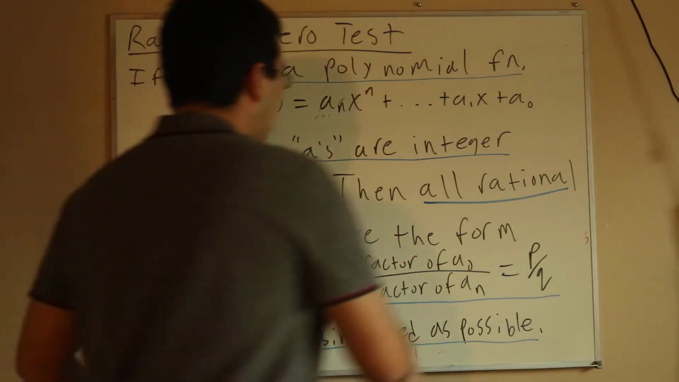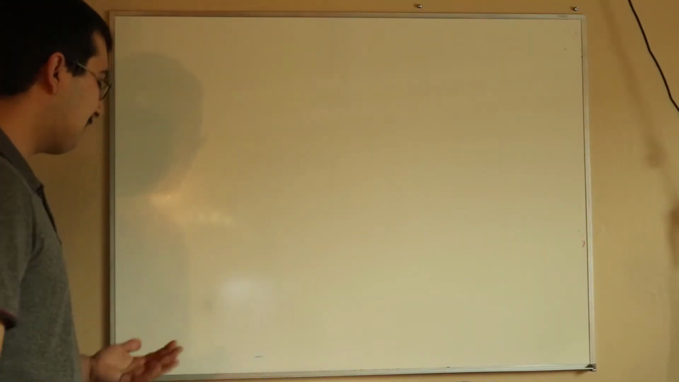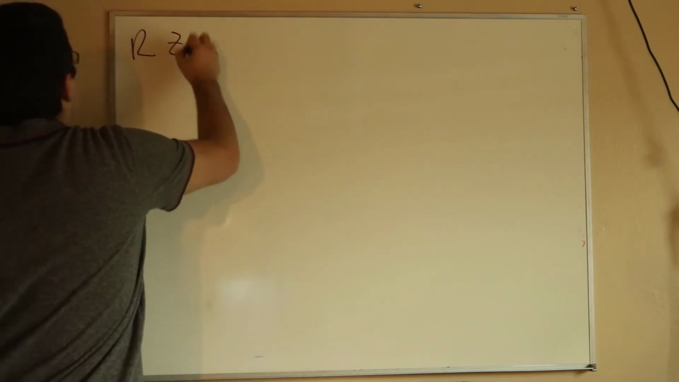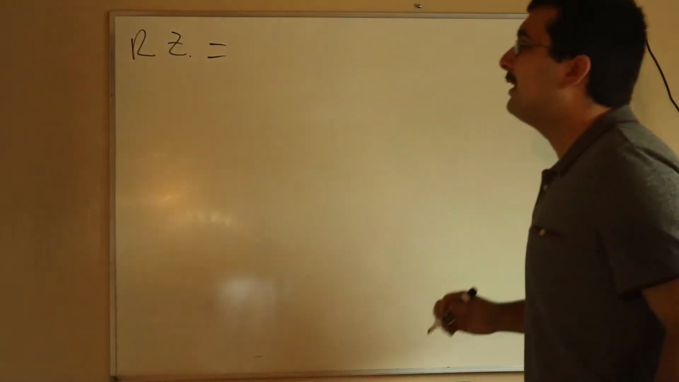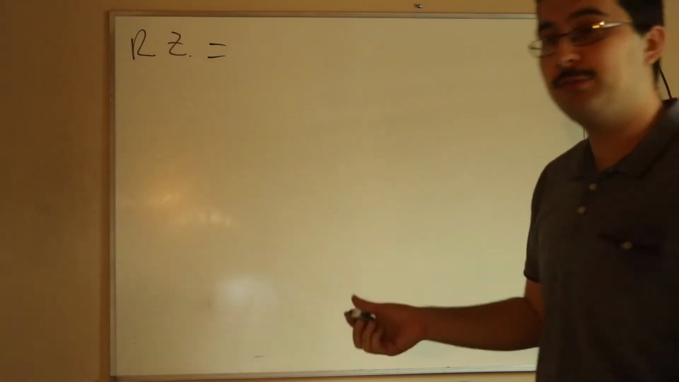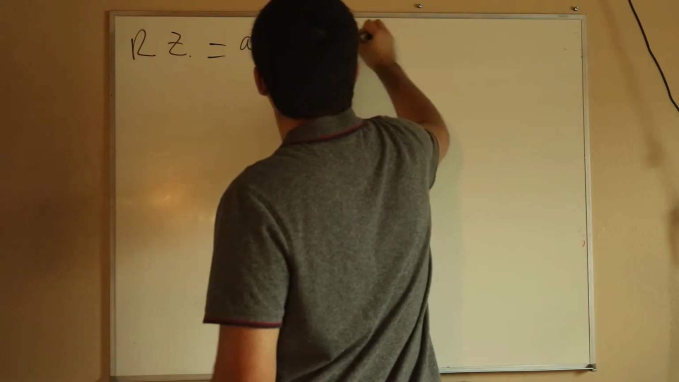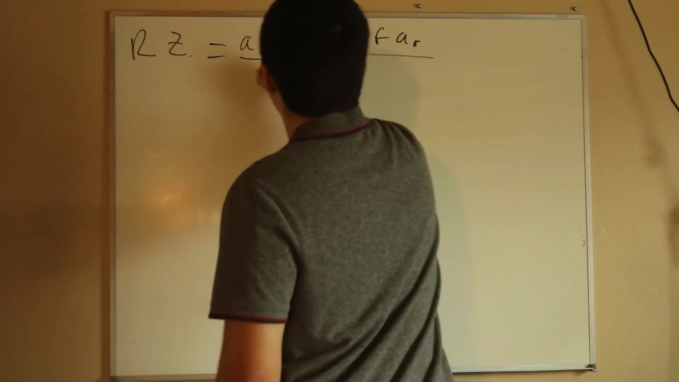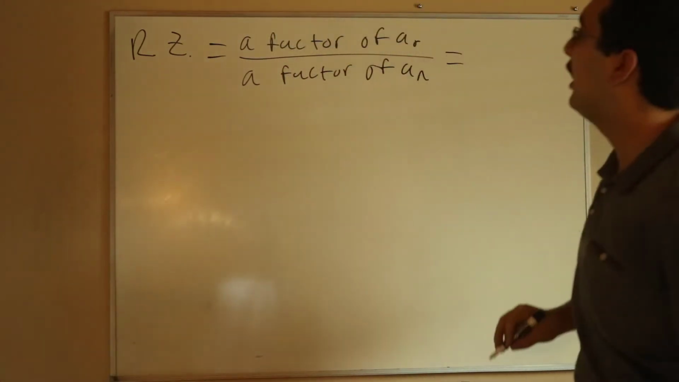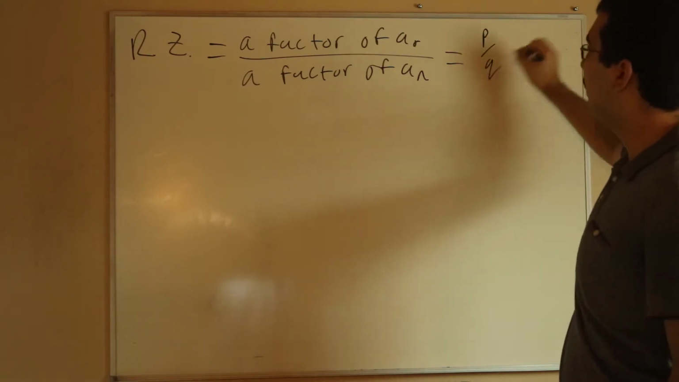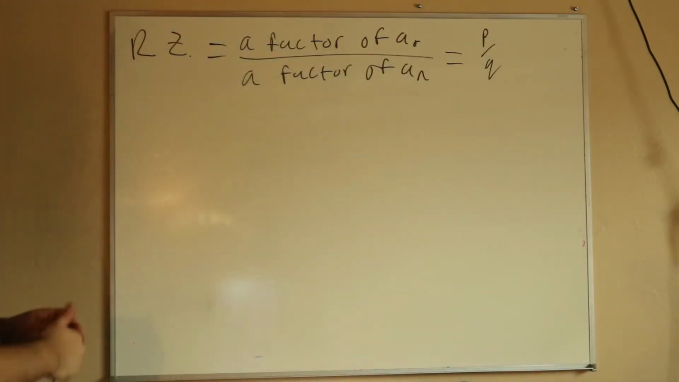Okay, so let's go ahead and break this apart. The last note I want to make about the rational zeros test regards the actual meat or core of the test. The test makes the claim that rational zeros for polynomial functions with integer coefficients take the following form: a factor of a naught divided by a factor of a n. And just to simplify notation moving forward, we're going to call this P, and we're going to call this Q.